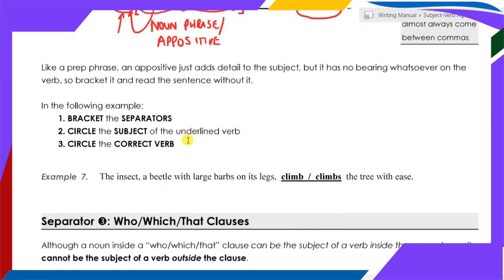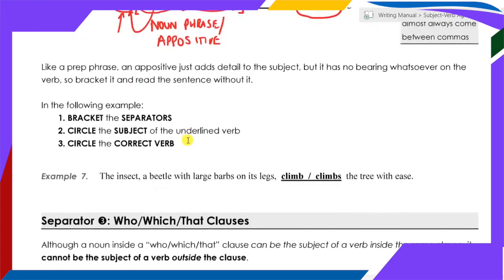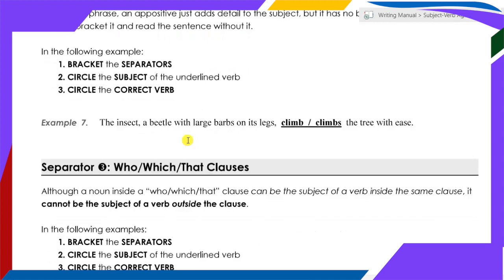So again, appositives just add detail to the subject. They do not have any bearing on the verb. So we can bracket them, read the sentence without them, and a lot of times we'll be able to see what form of the verb we need. In example 7, same thing as always. We are bracketing separators. We are circling subjects. We are circling the correct verb. Go ahead and do number 7.